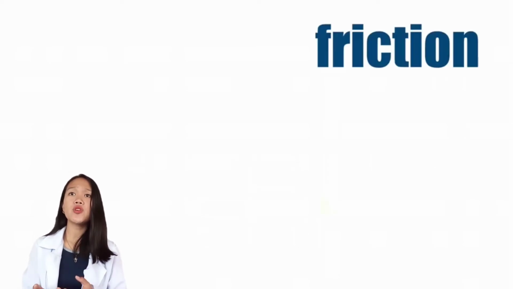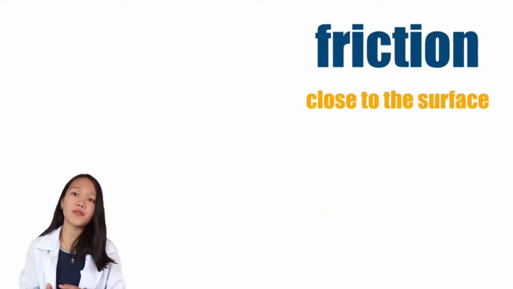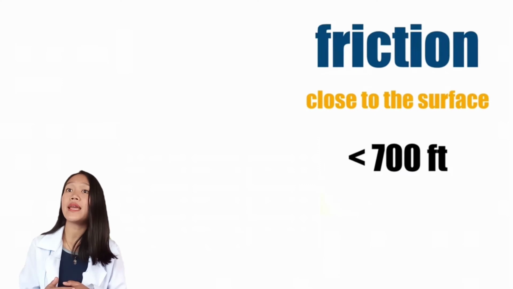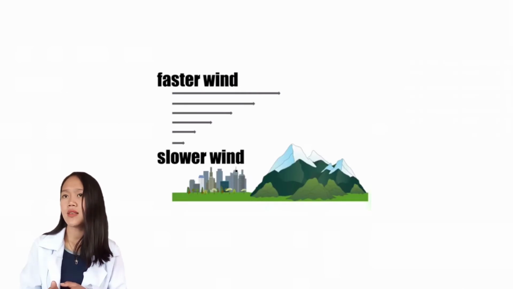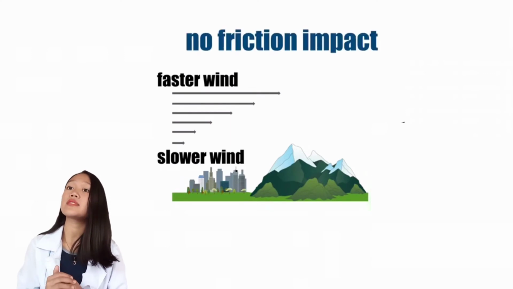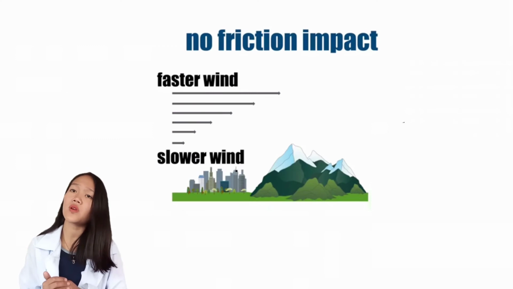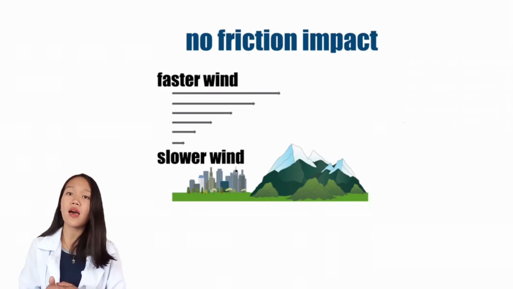Another driving force of the regional wind pattern is the frictional force. Friction only influences the direction of wind when it is close to the Earth's surface, and that is typically defined as less than 700 feet above the surface of the Earth. When the wind is close to the ground, it is affected by the friction of objects and topography of the surface. But once we get over 700 feet above the surface of the Earth, friction will no longer have a measurable impact on the direction of the wind.